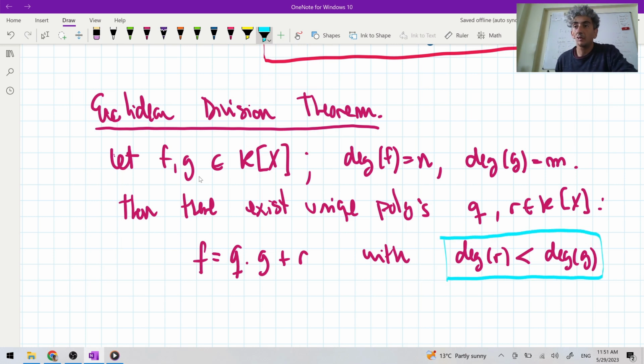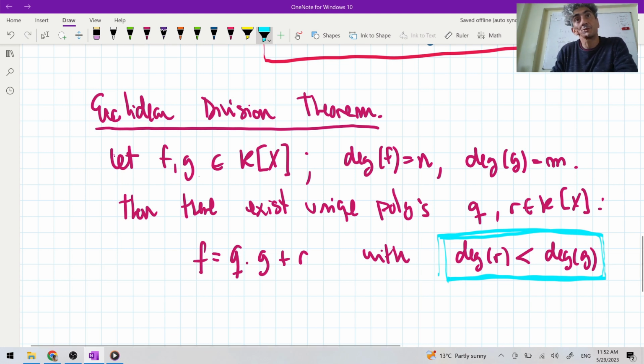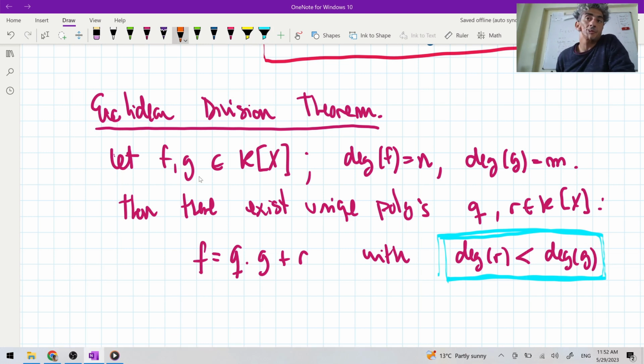Okay, this also allows r to be 0. So this is an existence theorem. It says, okay, under these conditions, these two polynomials exist. But not only that, it also says that they're unique. That I cannot find two pairs of polynomials, q, r, q prime, r prime, so that they can be combined in this way and produce f. So this is an existence and uniqueness theorem.